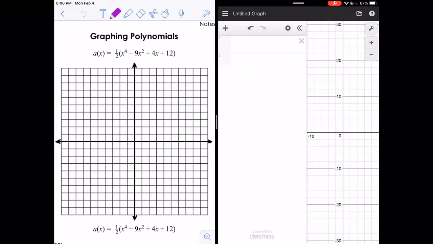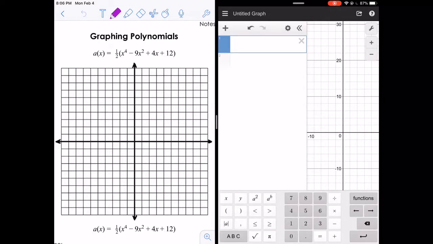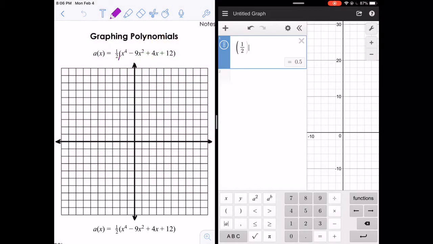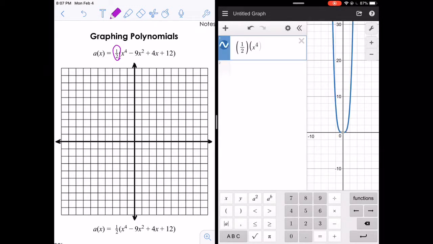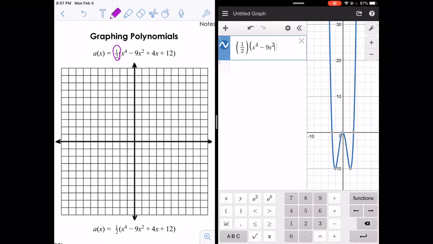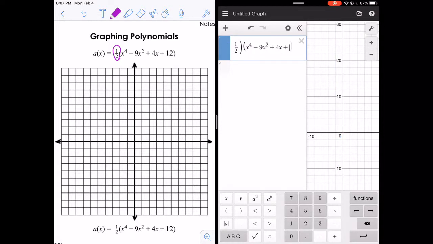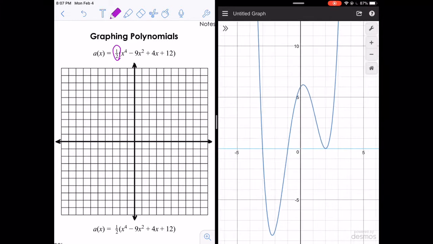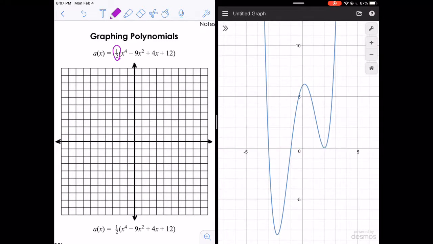So I'm using Desmos, but you can use the yellow calculators, same thing. I'm going to put the 1/2 in parentheses, and then open new parentheses and put x to the power of 4 minus 9x squared plus 4x plus 12. And I should see this W shape pop up. I can mess with it here, but in general, it looks like this.